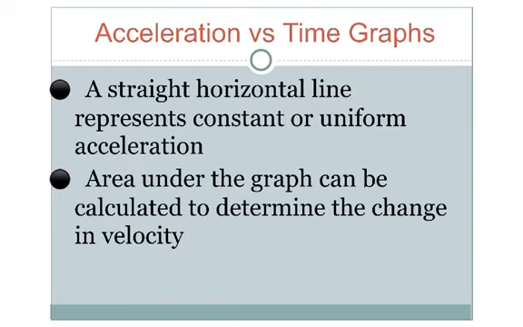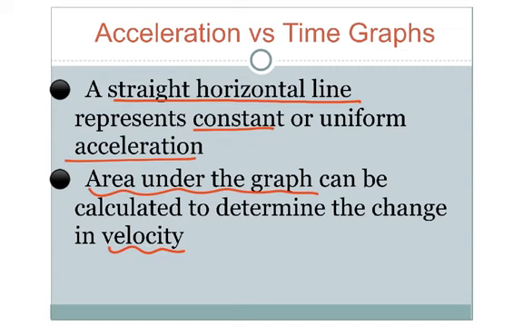The last type of graph we sometimes see is an acceleration versus time graph. A straight horizontal line represents constant acceleration. And the area under the graph could be used to calculate velocity. We don't do a ton of work in this area. We will see this graph once, an acceleration versus time graph, but we don't use it all that often.